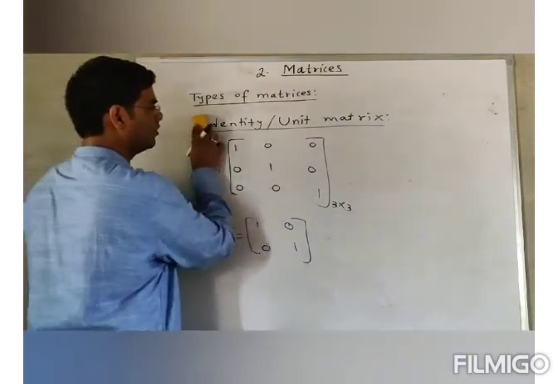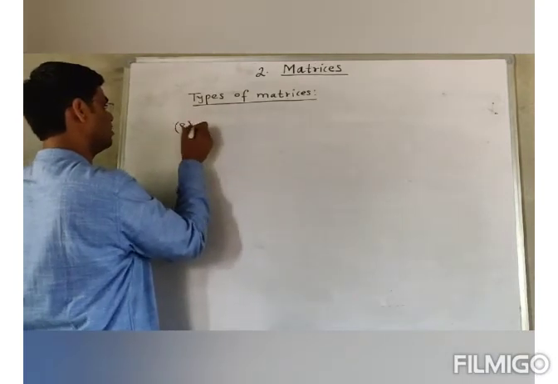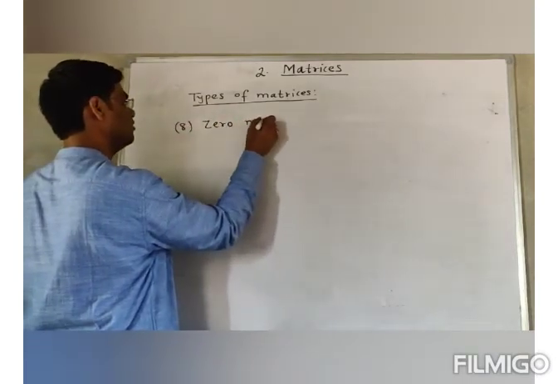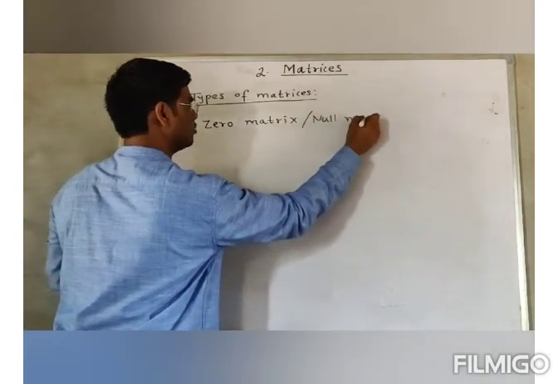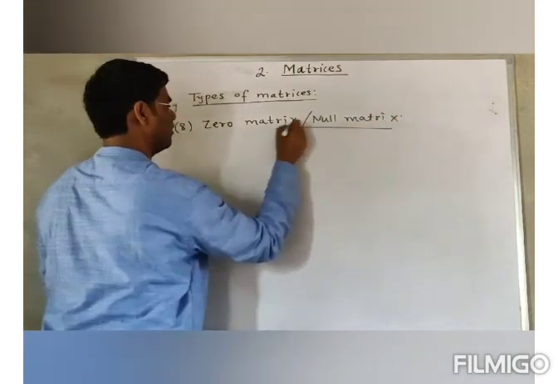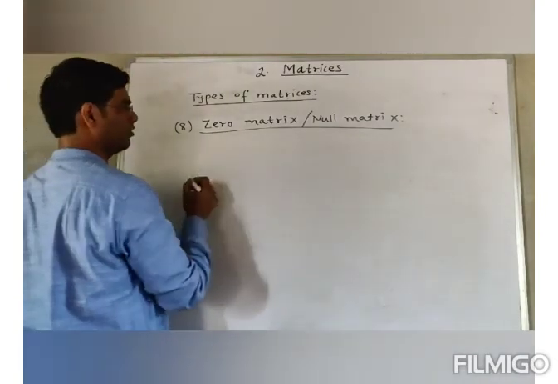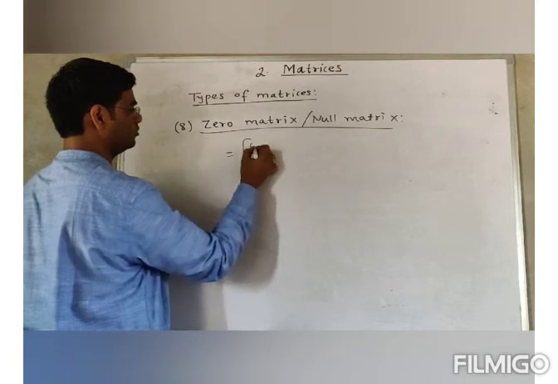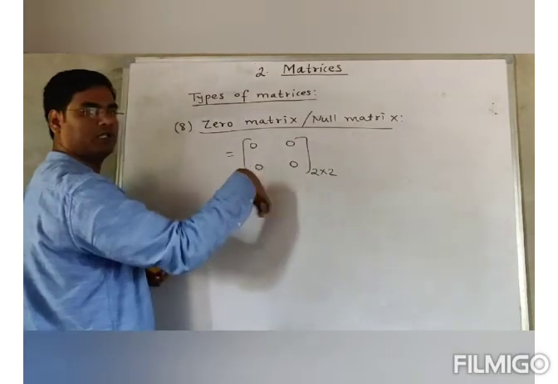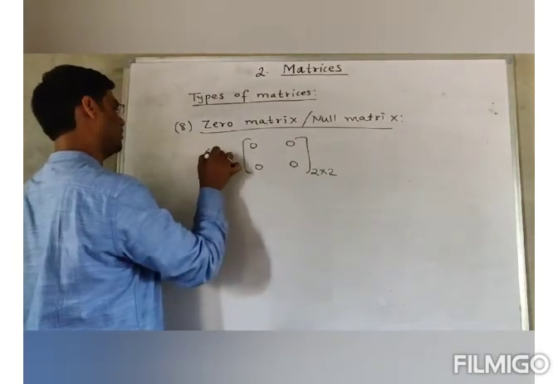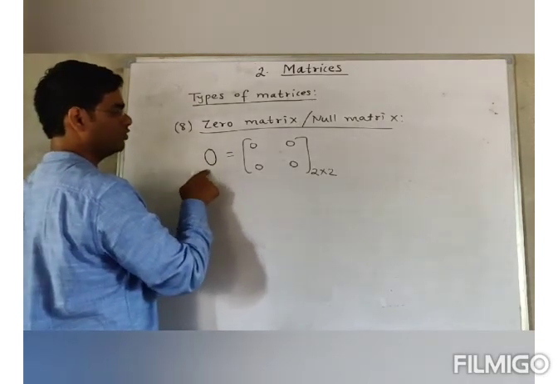Next type of matrix is zero matrix or null matrix. The word itself indicates it: a zero matrix is a matrix in which all the elements are 0. This type of matrix is known as a zero matrix. For example, 0, 0, 0, 0. This is a matrix of order 2 by 2 and all the elements are 0, and it is denoted by a capital letter O. It is capital letter O, but we will read it as zero matrix.